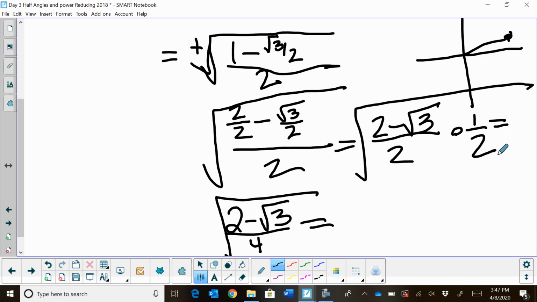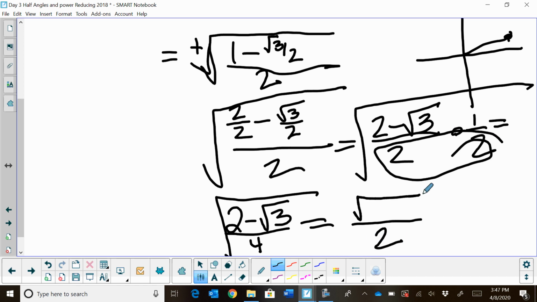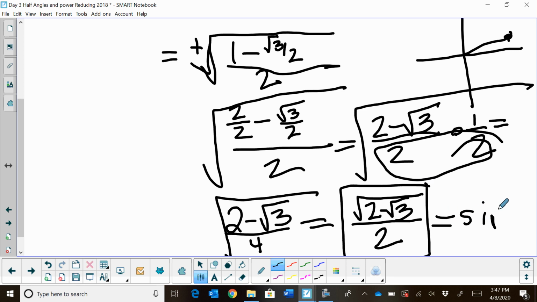Now, what's nice about this is because we multiply these 2's together, I can now bring that 2 out, and I just have 2 minus the square root of 3 all under the radical on top, all over 2. So there's the value for the sine of 15.